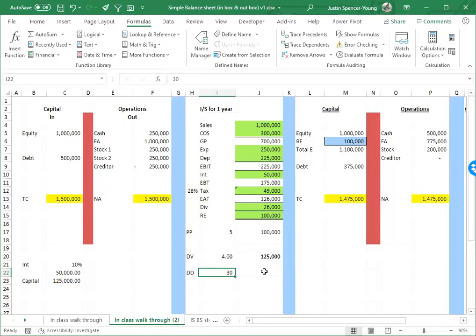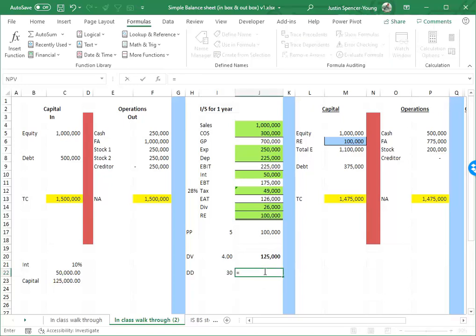So we can do a calculation here where we might say, let's take the sales for the year, let's divide that by 365. That would give us a sales per day. And then we could say, well, once you've got a sales per day, what if you multiply that by 30 days?